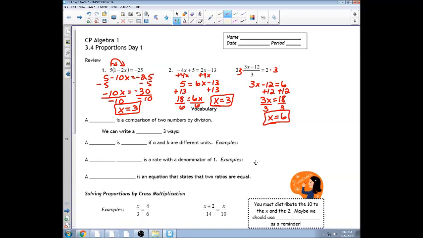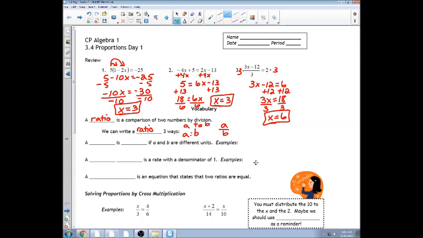Now on to some vocabulary. A blank is a comparison of two numbers by division. That is known as a ratio. We can write a ratio 3 ways. The first way would be A to B. Second way would be A colon B, and the third way would be A over B. All these things mean exactly the same thing. So A to B is how you would read all three of those.